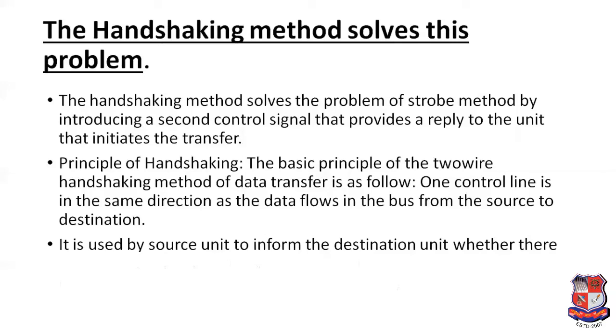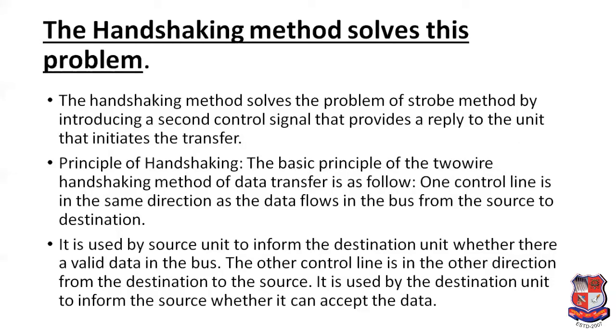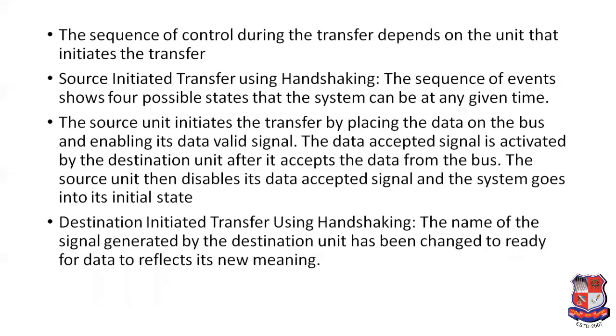Now, what is the principle of handshaking? The basic principle of the two-wire handshaking method of data transfer is as follows. One control line is in the same direction as the data flows in the bus, from the source to the destination. It is used by the source unit to inform the destination unit whether there is valid data present in the bus or not. The other control line is in the other direction, from the destination to the source. It is used by the destination unit to inform the source unit whether it can accept the data or not. The sequence of control during the data transfer depends on the unit that initiated the transfer.